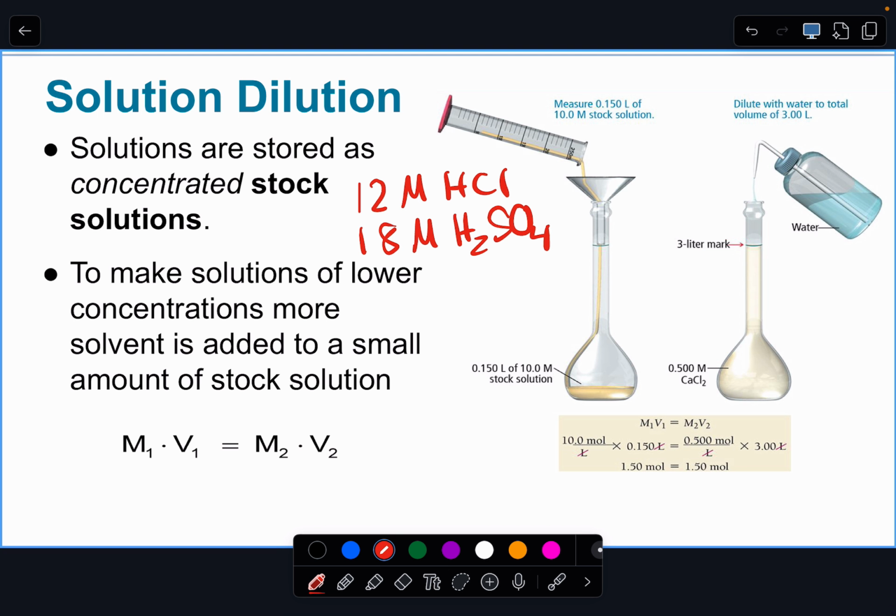The question is, how do we dilute that? What does dilution mean to you? If you have Kool-Aid and it tastes too sugary, what do you do to make it taste less sugary?